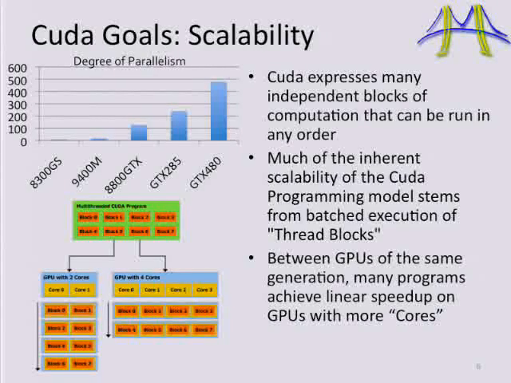So the multi-threaded CUDA program can run either 2 at a time on a GPU with 2 cores or 4 at a time on a GPU with 4 cores. It'll take half as much time on the GPU with 4 cores, but it doesn't matter that you're computing them in different orders. And so this is how many programs achieve linear speedup between GPUs of the same generation, essentially.